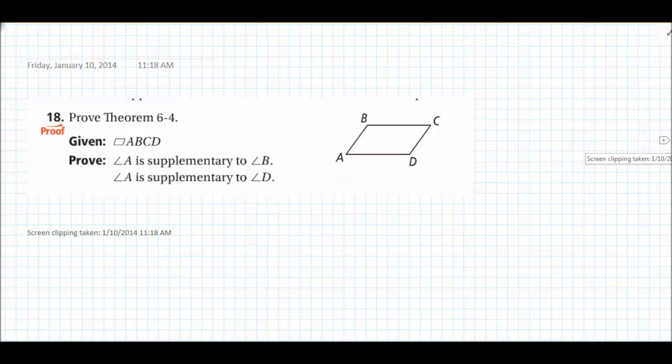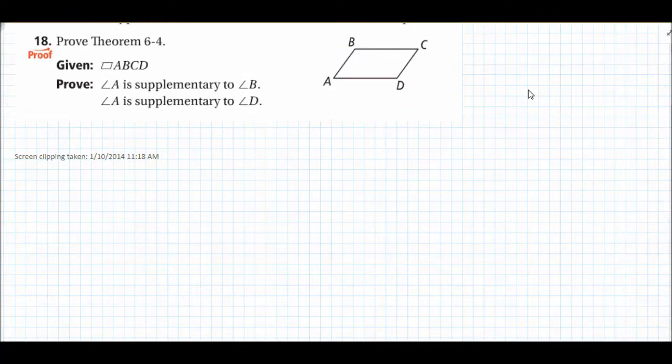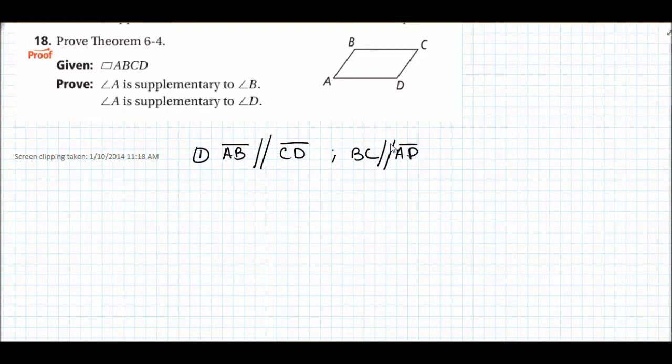Okay, number 18, prove Theorem 6.4. Given ABCD is a parallelogram, prove A is supplementary to B and A is supplementary to D. Okay, first step, let's think about this, is going to be segment AB has got to be parallel to CD, and BC is going to be parallel to AD. That's just the definition of a parallelogram.